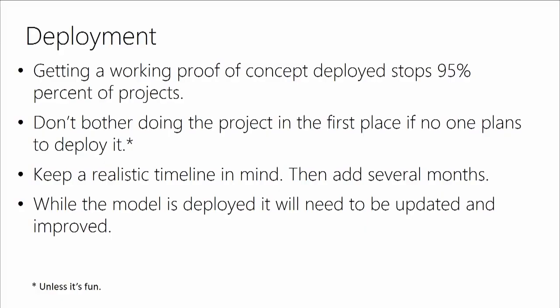So you should keep a realistic timeline in mind. And then I think also you should add several months to that timeline, because the goals might change, the data itself might change, the data might change as a reaction to your new policy. You might observe something that you didn't expect, and you need to put it in, and so on and so forth. And while the model is deployed, it will need to be updated and improved. Just keep that in mind when you're doing this. It's not a one-shot thing. You're always going to need to go and follow those backward arrows back to the beginning and update things and improve things.